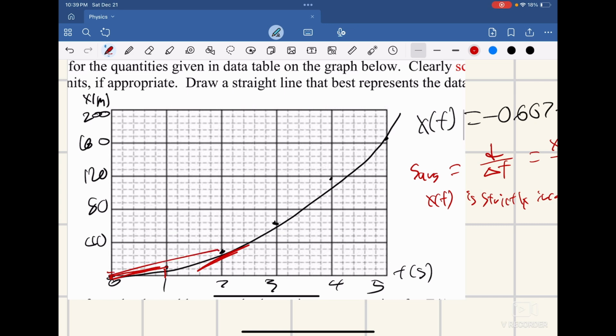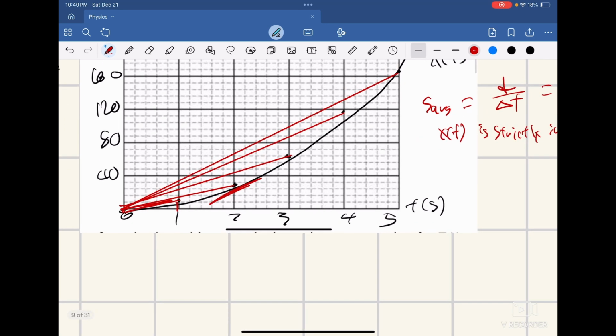So x at t equals 0 to t equals 2, x at t equals 0 to t equals 3, x at t equals 0 to t equals 4, x at t equals 0 to t equals 5. Just like that. And that gives us the S average for each of those quantities.